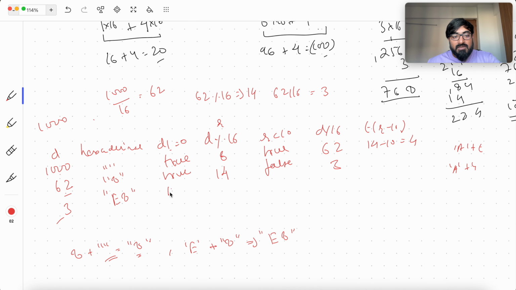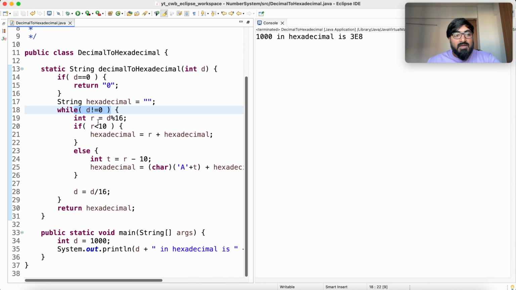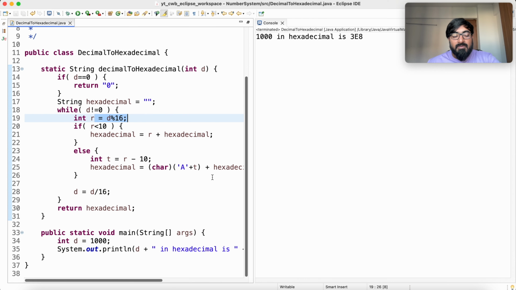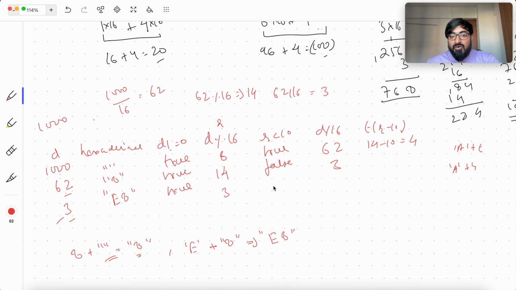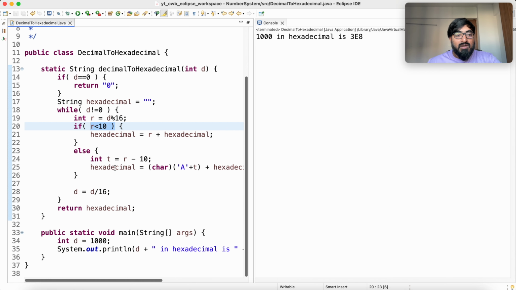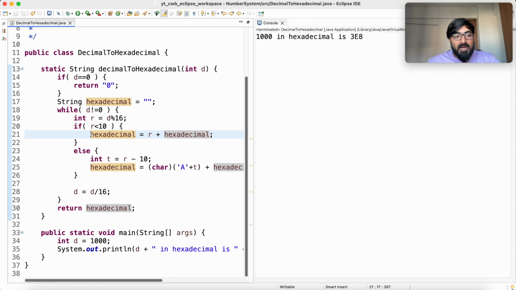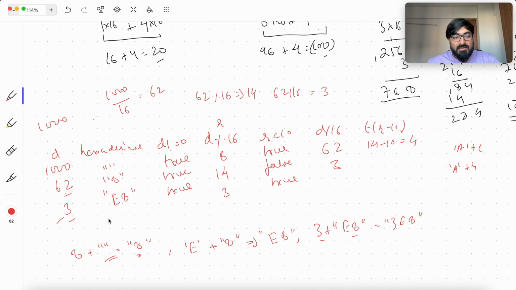d not equal to 0 is still true because d is 3. r is d percent 16, so 3 % 16 is 3. r is less than 10 is true, so we do hexadecimal is r plus hexadecimal. r is 3 plus hexadecimal E8. Appending an integer to this string, we get 3E8, and this goes back into hexadecimal. So this is 3E8 now.